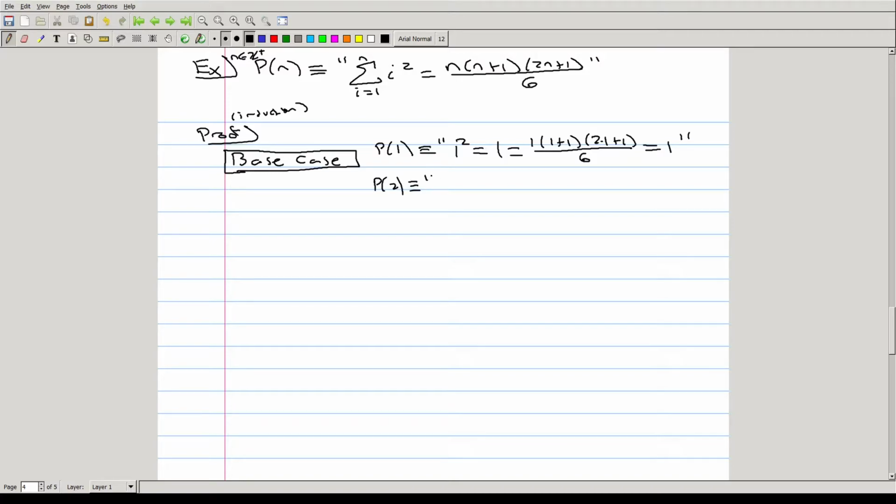P of 2 is the statement 1 squared plus 2 squared, which is 1 plus 4, is 5. This should be equal to 2 times 2 plus 1 times 2 times 2 plus 1 over 6. Which is a little bit more cumbersome to verify. However, it's not too bad. This is just 2 times 3 times 5 divided by 6. 2 times 3 is 6, divided by 6. This is equal to 5.